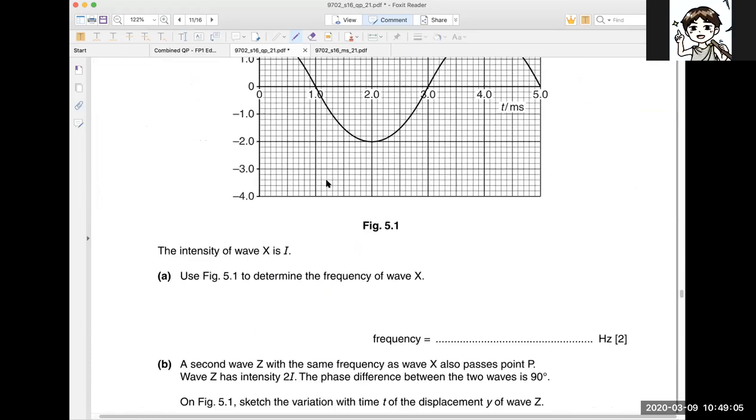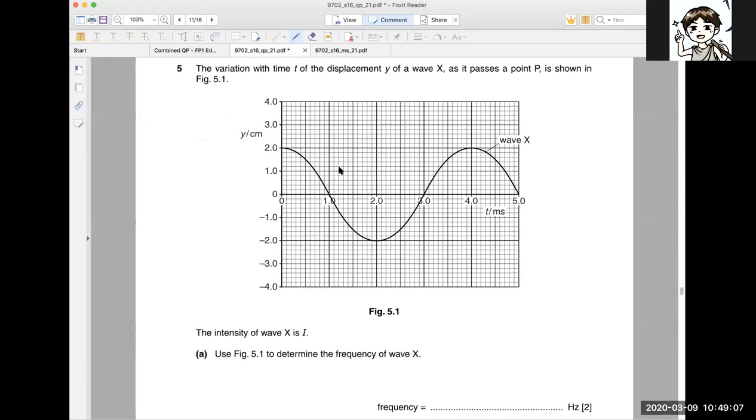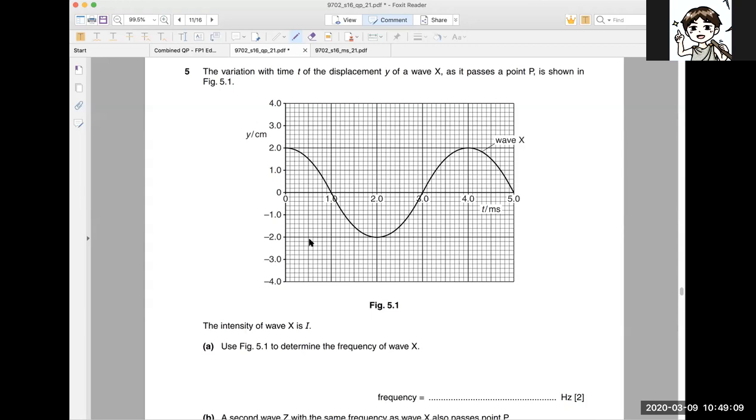Okay, and then let's go on to the next question. First of all, find the frequency from this graph. What is the period in this graph? The period is 4 ms. Yeah, you need to take care about the unit in the graph. So the frequency is 1 over 0.004, or you just say 4 times 10 to the power negative 3. And then you can get the frequency is 250 hertz.